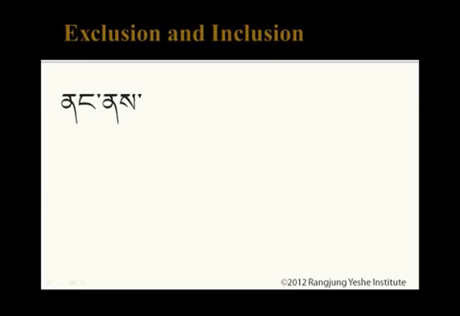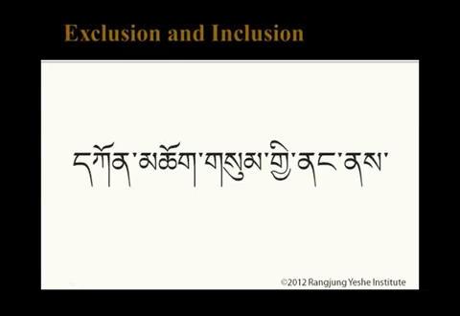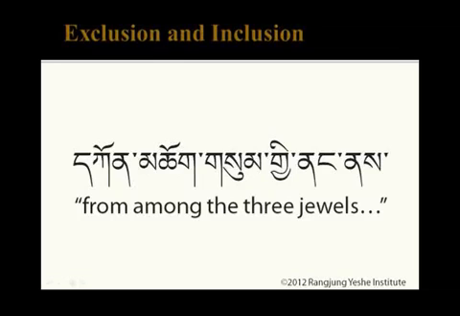The source particles can also be used to show inclusion. In these cases, you usually see the construction nang ne. Nang means inside, so when these 2 words are placed together, they make the phrase from among or from within. To use this construction, we could write something like kuncho sum gi nang ne, meaning from among the 3 jewels. Notice that you have a connector particle here between kuncho sum and nang ne. This is left untranslated in this case.